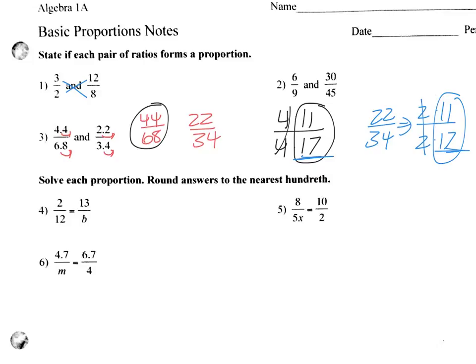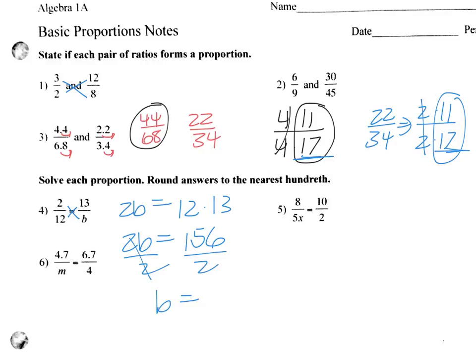Now, what about if you're actually solving? Well, here we actually are going to have to do cross multiplication. So we do 2 times b is 2b. 12 times 13. So obviously you're going to have to be able to multiply. You're going to have a calculator here to help you some. So if I do 12 times 13, that's 130, and 26 would be 156. Divide by 2. So then we get b is, I think that's 78.